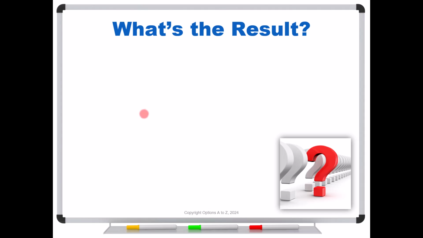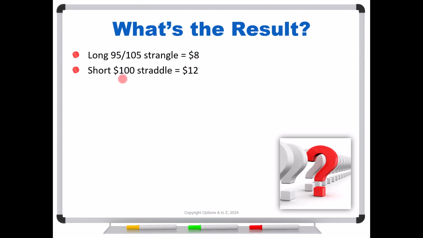So for example, let's say that you are long the 95-105 strangle, paid $8 for it, and then you short the 100 straddle for 12. Well, what's the resulting risk graph? Now, once you start getting good with this, I can look at this and pretty much do it in my head and tell you what it's going to look like. So the question for you, though, is what's the resulting risk graph? Can you look at that and tell what the result's going to be? Long the 95-105 strangle and short the 100 straddle?